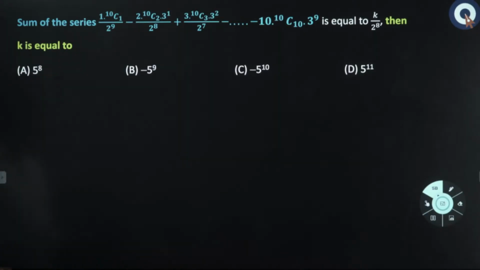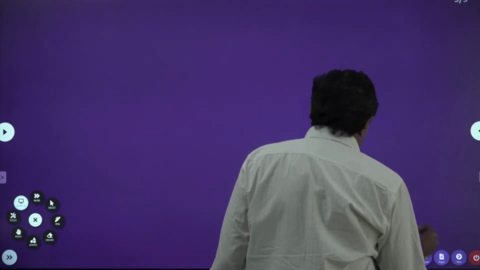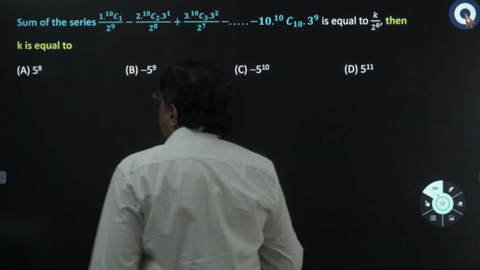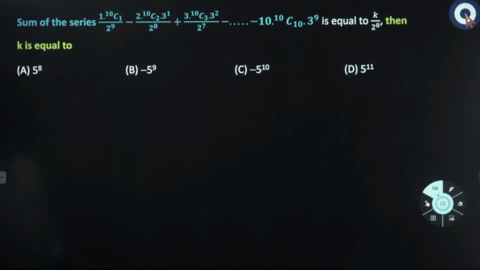Now, you see here, the sum of the series: 1 into 10C1 by 2 power 9 minus 2 into 10C2 into 3 power 1 by 2 power 8 plus 3 into 10C3 into 3 square and so on, minus 10 into 10C10 into 3 power 9. So this is the problem given.